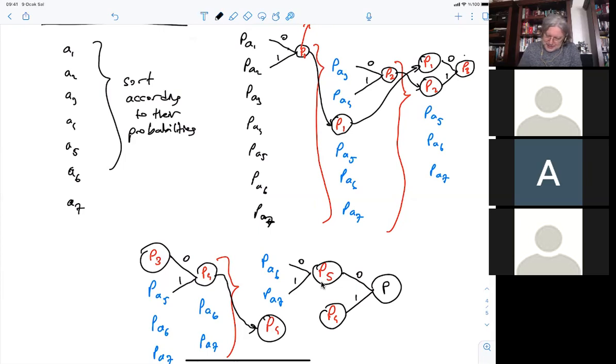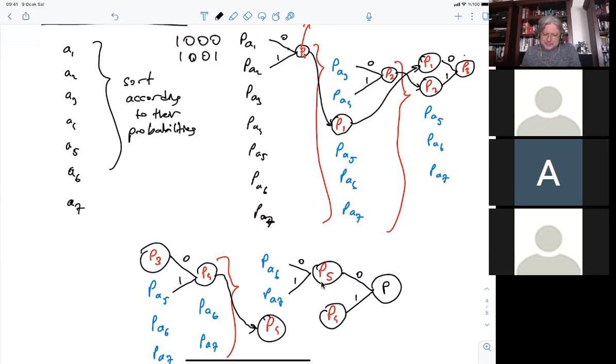Let me write it then. 1, and then a 0 here to P3. From P3 to P1, it's another 0. And from P1 to PA1, it's another 0. So the code word for A1 is 1, 0, 0, 0. To PA2, I can clearly see that all the way up to this P1 was the same, and the last one is just another 1. So it should be 1, 0, 0, 1.